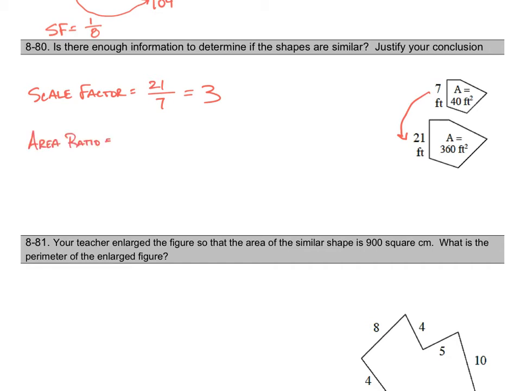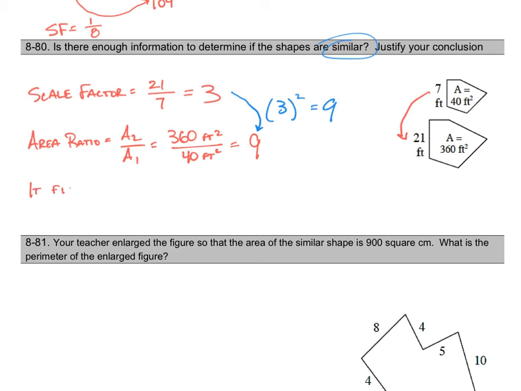Well, if I take the second area and divide by the first, I get 360 square feet divided by 40 square feet, and that's equal to 9. And I don't know about you, but that looks like it matches our model of taking the side length ratio, or the scale factor, and squaring it to get the area ratio. So I'm tempted here to say yes, they're similar. I'm totally tempted to say yes, but the truth is there's really not enough information.